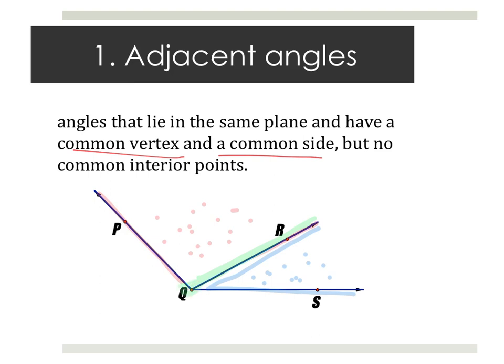So adjacent is a word that we use in our everyday language. If somebody has a room adjacent to yours, that means it's next to it. You share that wall. Well, adjacent angles are next to each other, and they share a side and a vertex.